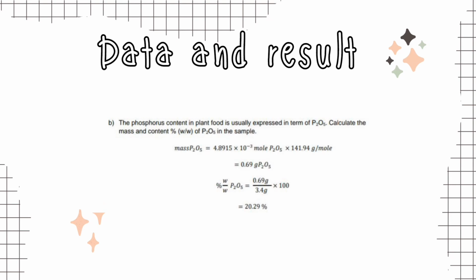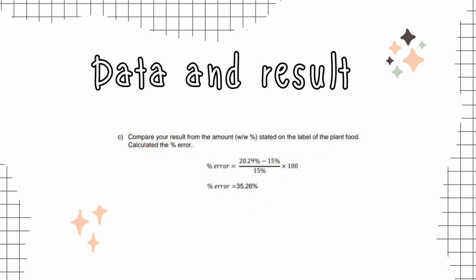To calculate the w/w% of P2O5, we need to divide the mass of P2O5 with the mass of plant food that we took earlier and multiply with 100. To calculate the percent error, we take the w/w%, minus 50% and divide with 50% and multiply with 100.